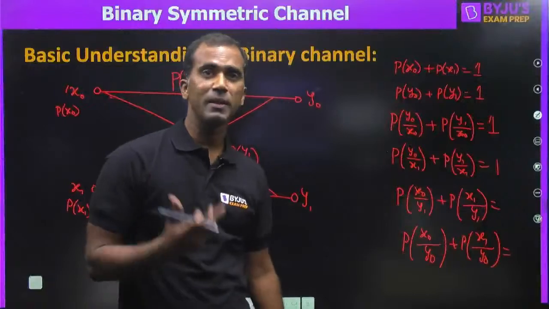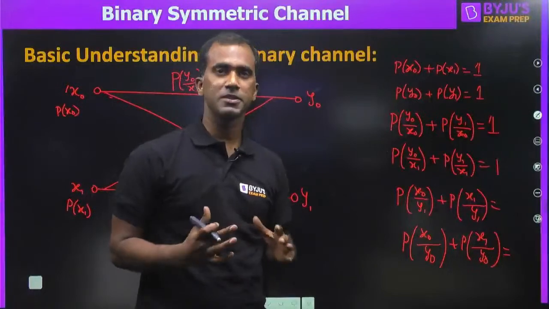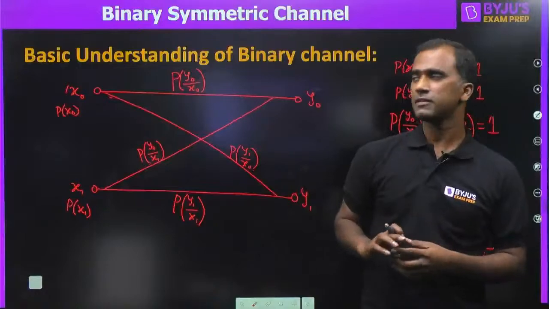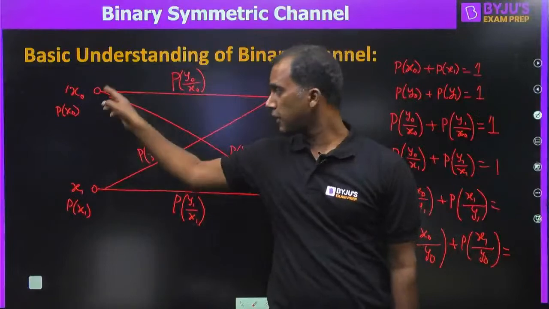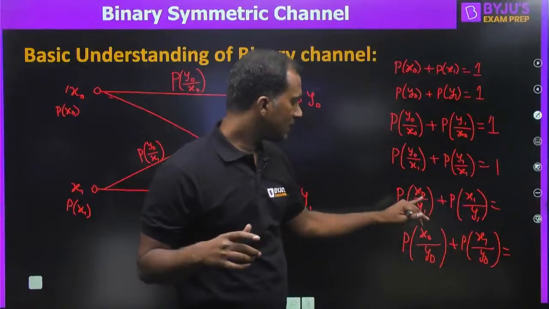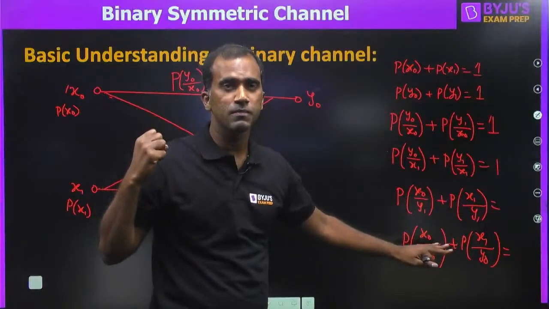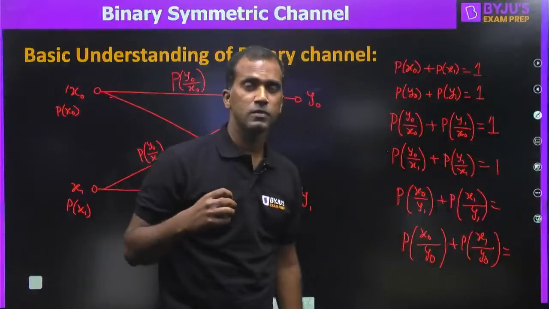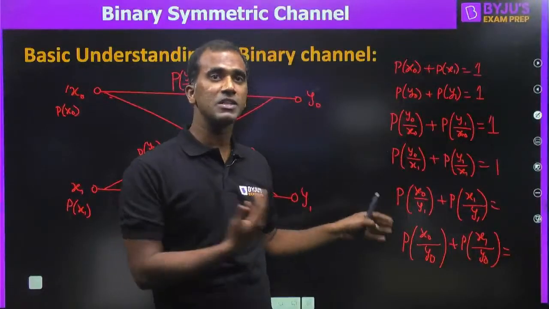Given y naught, the meaning is you have some information that y naught is received. But because of what was it received? Y naught can be received because of x1 or because of x naught. Because of either of these two, we can receive this. If you have some information that y naught is received, then you're talking about this condition. Once you know some information, you can't talk about the individual probabilities; we have to talk about conditional probabilities.